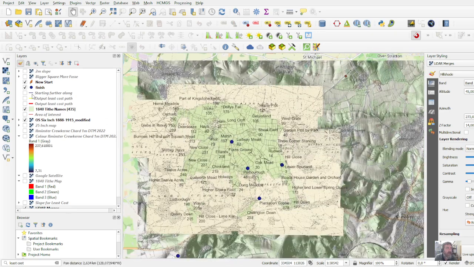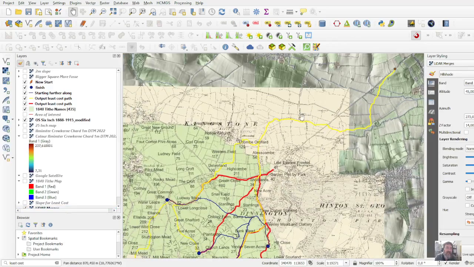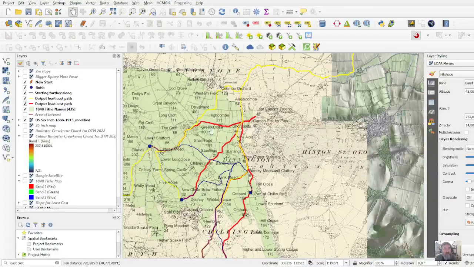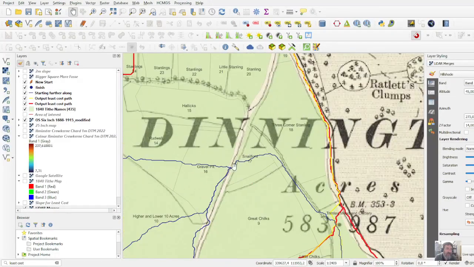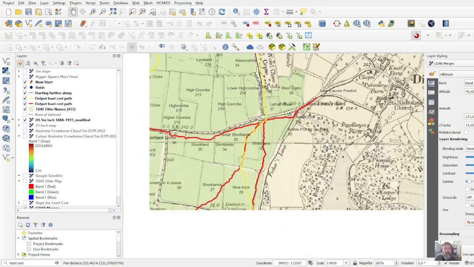Now, I've done this several times in different places, but this takes... The chaps were talking about slope and things like this. This takes it into account. So this is the least cost path to get to each of these places. So when the colours change, it's because I started there in that instance, I started there in that instance.